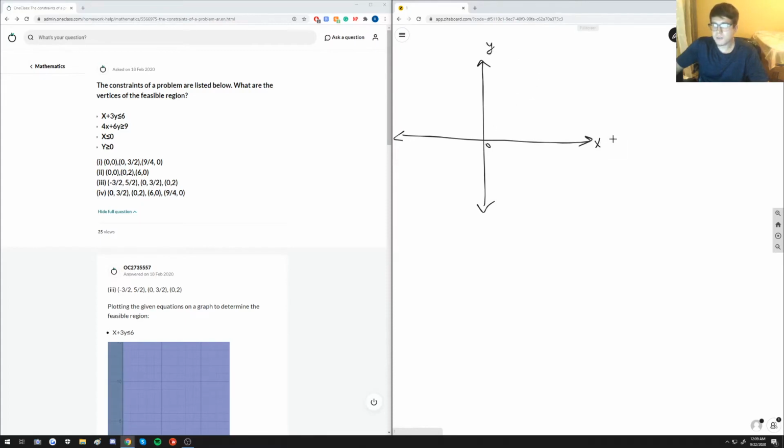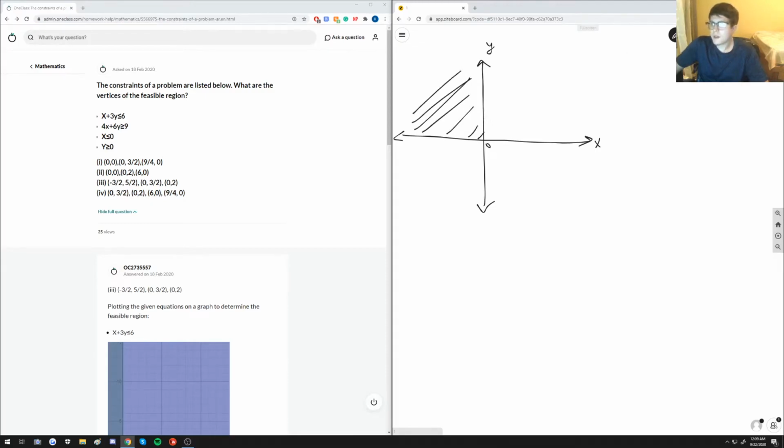So if x must always be less than or equal to 0, we are going to be constrained for now to work in this plane right here. So the left half side of the coordinate plane. If y has to be greater than or equal to 0, so meaning it has to be above the x-axis, then we are now constrained to just this quadrant.